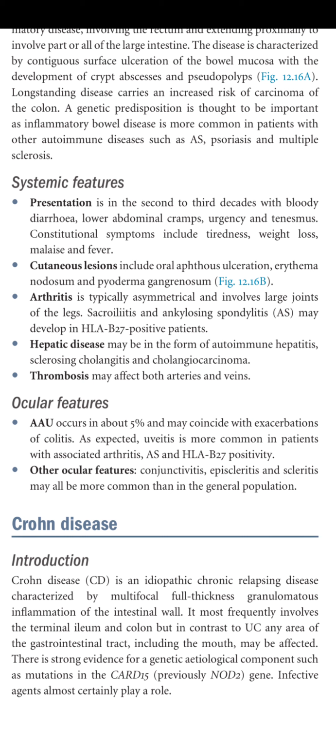Crohn disease. Crohn disease is an idiopathic chronic relapsing disease characterized by multifocal full thickness granulomatous inflammation of the intestinal wall. So in Crohn disease, all parts of the intestines can be involved. It most frequently involves the terminal ileum and colon, but in contrast to ulcerative colitis, any area of the intestinal tract, including the mouth, may be affected. There is strong evidence for genetic etiological components such as mutation in the CARD15 gene. An infective agent almost certainly plays a role.